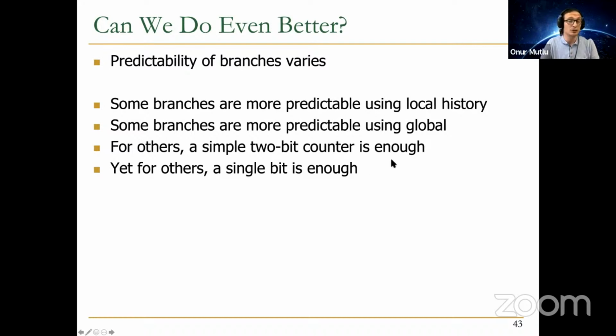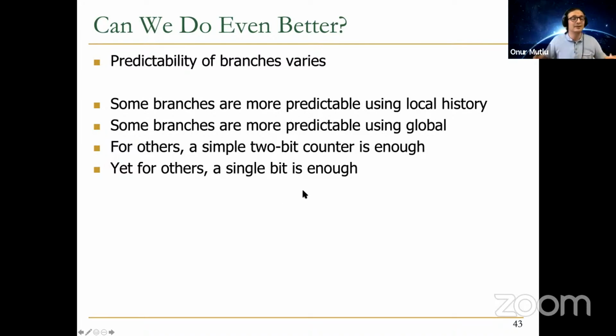For some others, a simple 2-bit counter is enough. Yet for others, a single bit is enough because they're highly biased. In fact, the compiler can do a good job. For example, if you have an error checking branch, if you check whether a pointer is null, probably you're not going to take that branch unless something is wrong with the program. If it's at the end of a linked list or so, maybe it depends on how your linked list access pattern is. But if it's an error checking branch, you can be sure that you're not going to take that branch unless there's something wrong with your program. So you can use a single static bit for that.